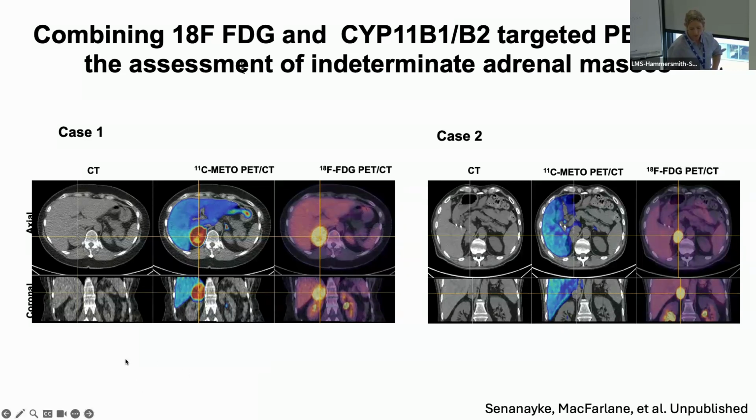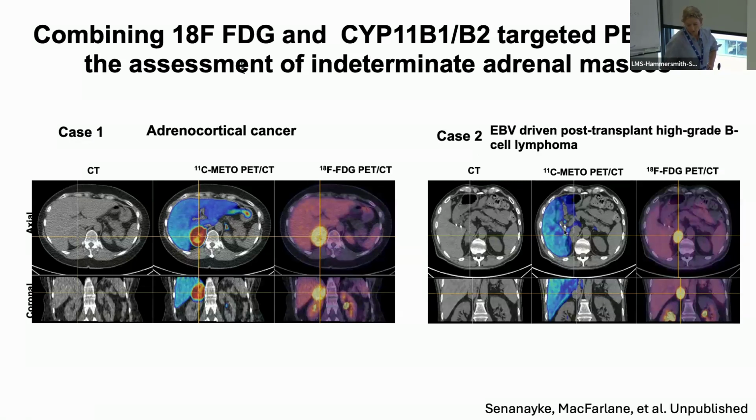So let's work through two examples. The first case here, you can see this is a large right-sided adrenal mass. This has high uptake on 11-C-metomidate PET-CT and also on fluorodeoxyglucose PET-CT. And this histologically is proven to be adrenocortical carcinoma. If we look at the second case, this again is a right-sided adrenal mass. This time we see no uptake on 11-C-metomidate, but it is metabolically active. This patient went on to have a biopsy and did have a non-adrenocortical malignancy. This time this was lymphoma.